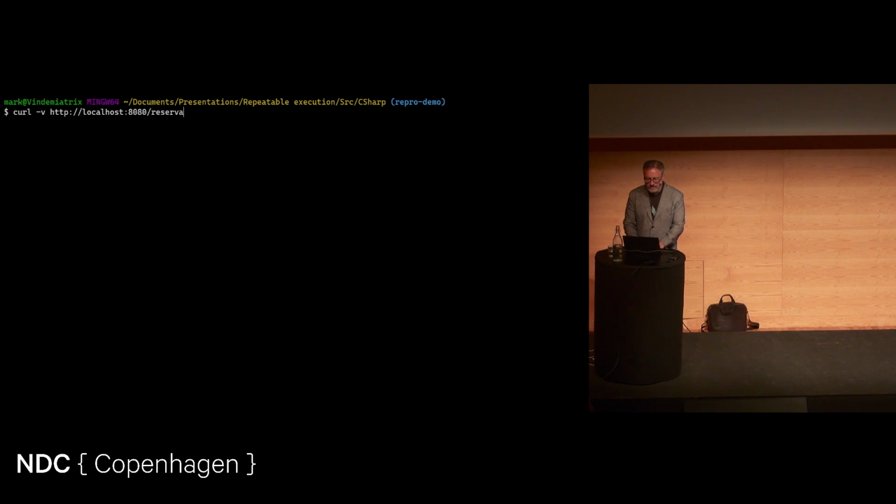Okay, so what I want to do is post to a resource called reservations. I'm going to need to give it a content type. I'm going to need to tell it it's application/JSON, because otherwise there's a little bit of content negotiation going on there.